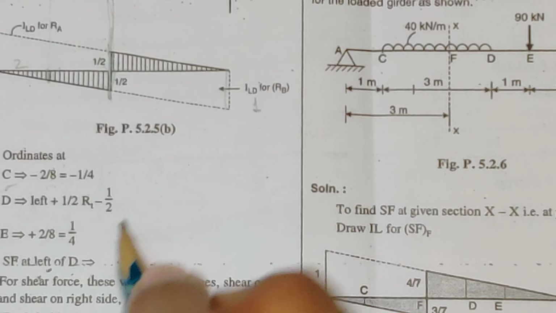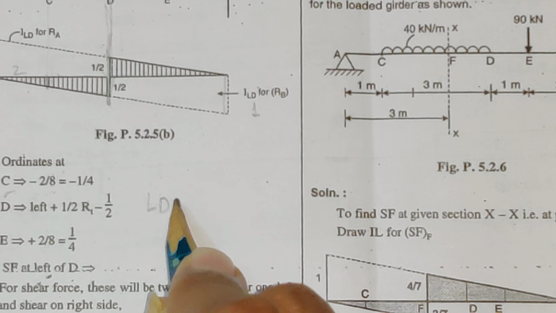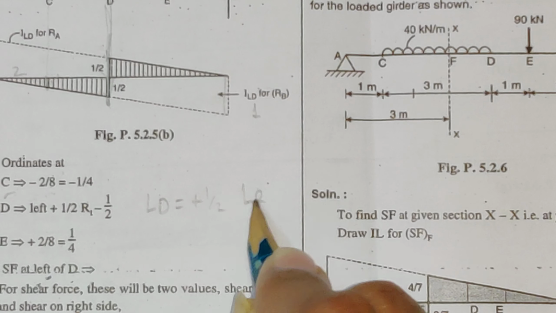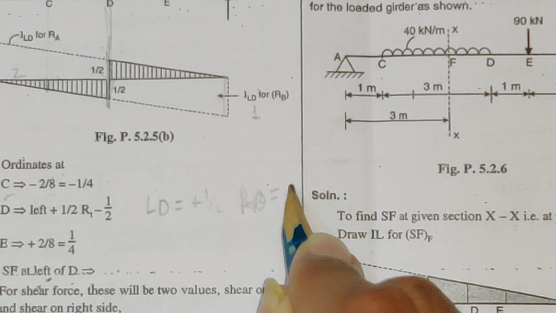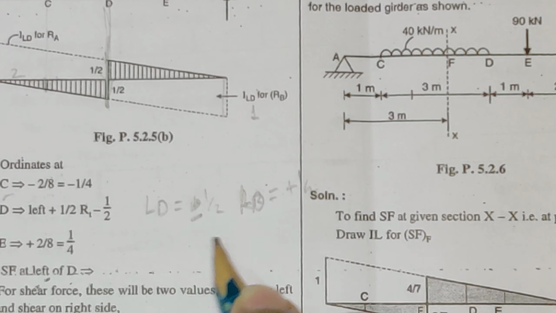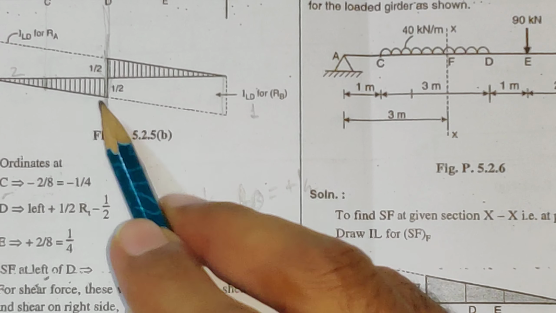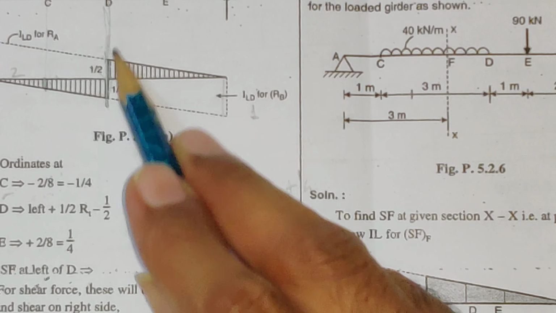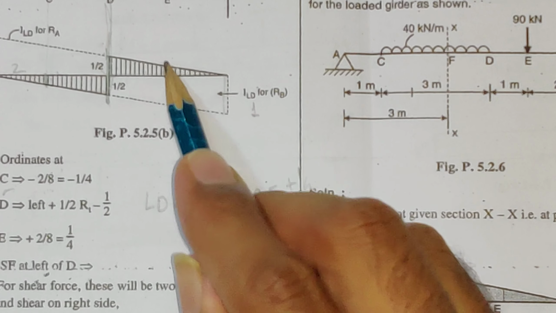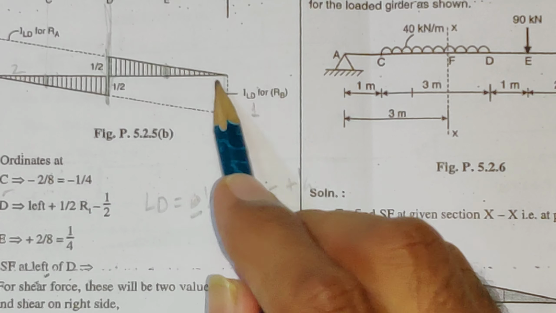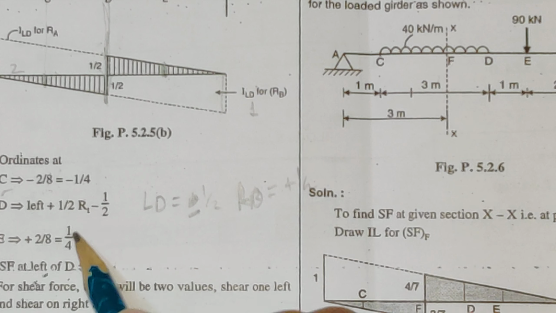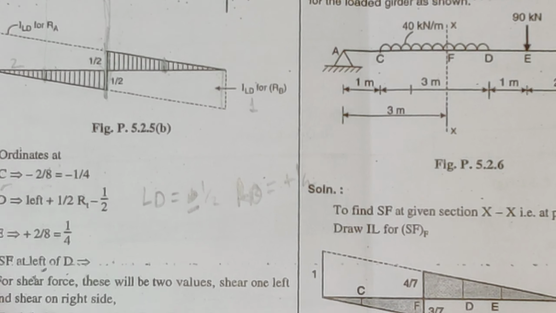Left of D is plus 1 by 2, and right of D is minus 1 by 2. So this is minus 1 by 2 and this is plus 1 by 2. At point E, the ordinate is, as you can see, plus 2 by 8, that is 1 by 4, right?